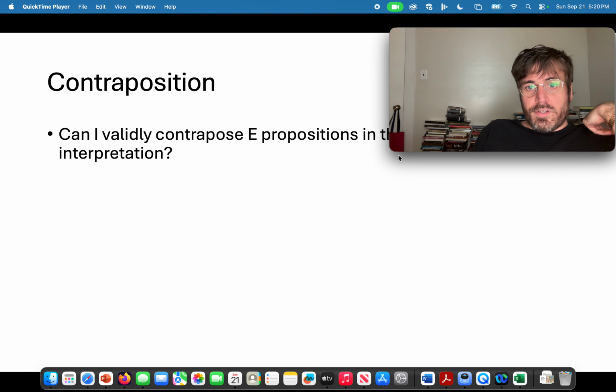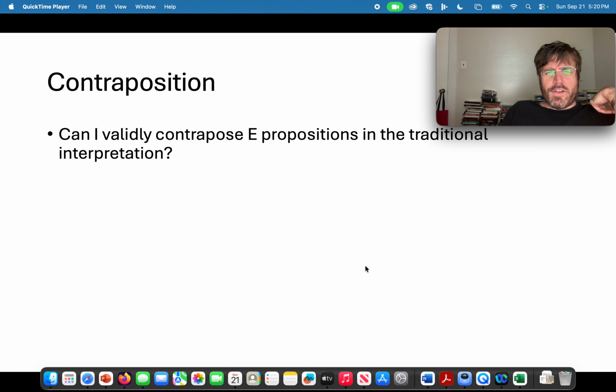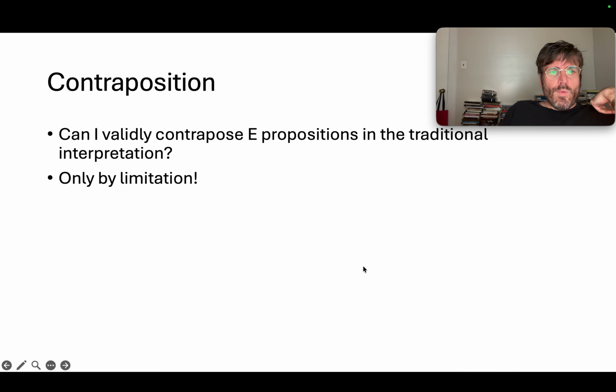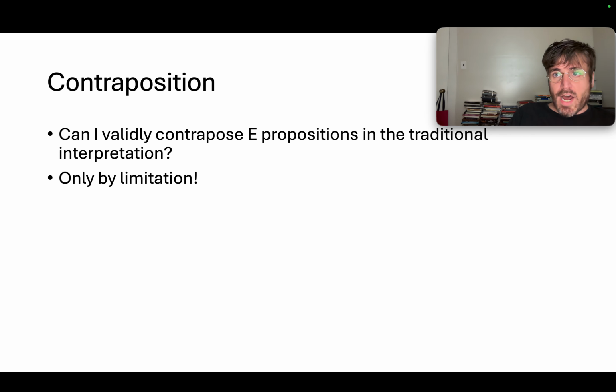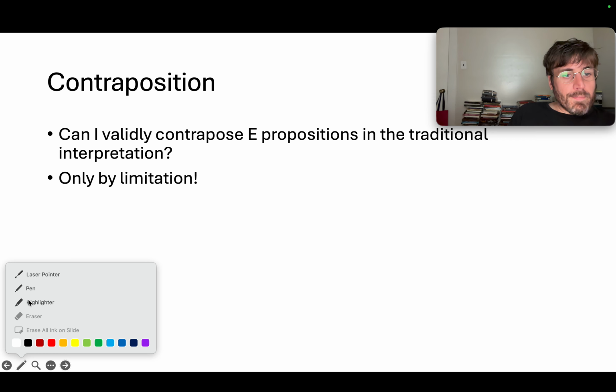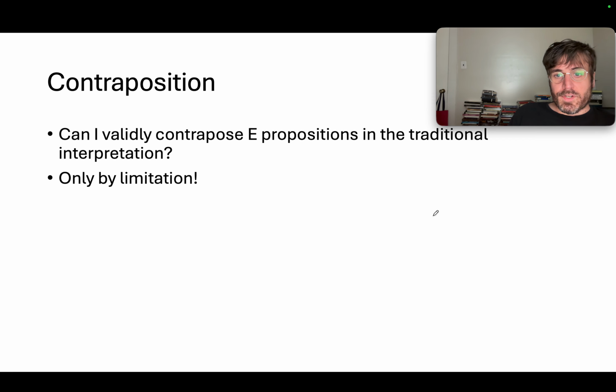If we look at the exceptions to our contraposition, can I validly contrapose E propositions? The only way you can do the E proposition is by limitation. So remember, with conversion, we were able to convert A propositions by limiting the A proposition through subalternation. We turned the A proposition into an I proposition and then applied the rule for conversion. The same story goes here with E. So you can't immediately, on the square of opposition, contrapose an E proposition. Remember, what is our E proposition? It's our universal negative.